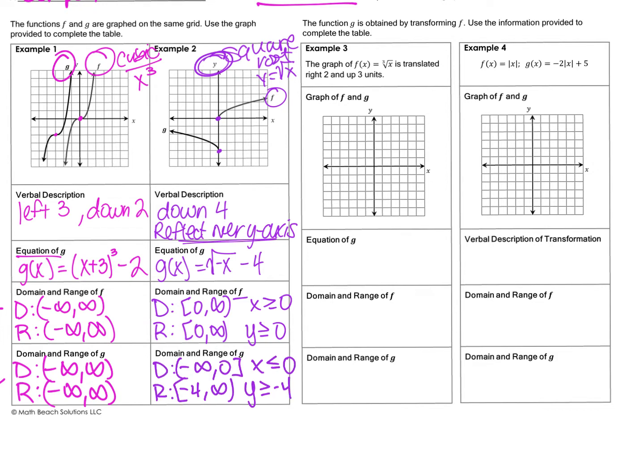So again, on the domain and ranges, I don't really care how you write it. You don't have to write both. So just pick whichever method or way that you would like to write it.